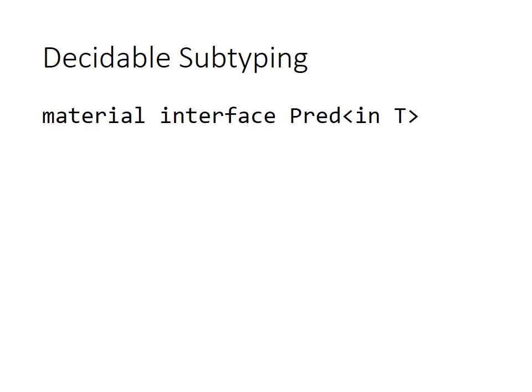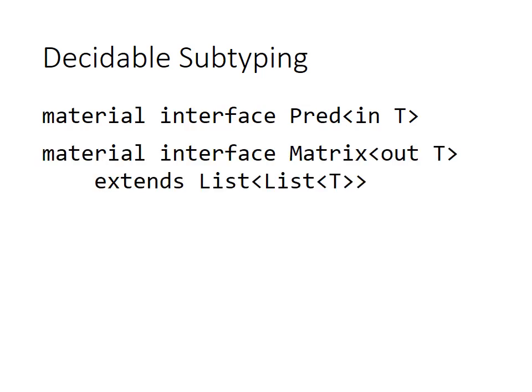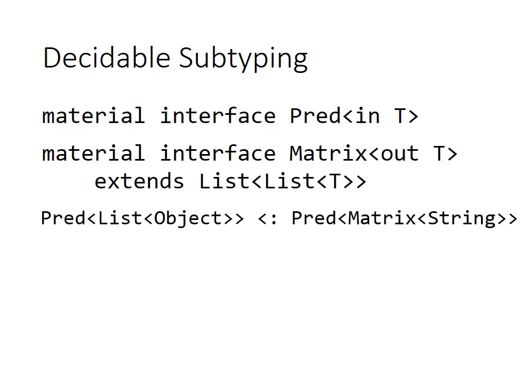But first, let's revisit how subtyping works. Imagine there's a material interface for predicates, those are contravariant, and there's a material interface for matrices, which are encoded as nested lists. Now we want to know whether a predicate for lists of objects can be used as a predicate for matrices of strings.